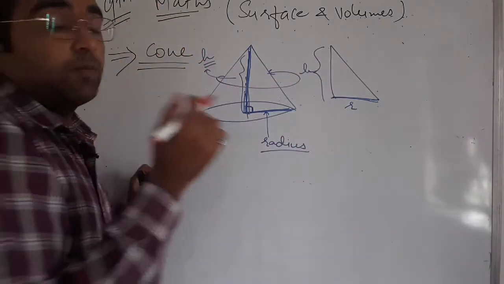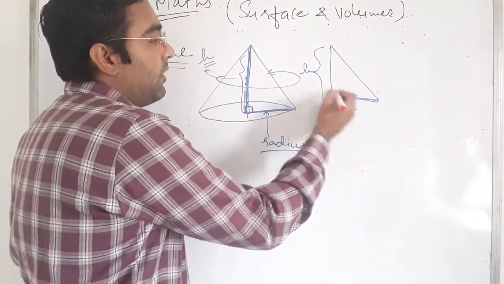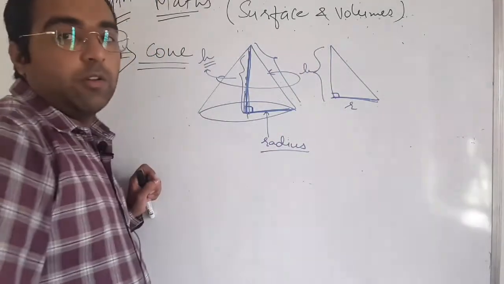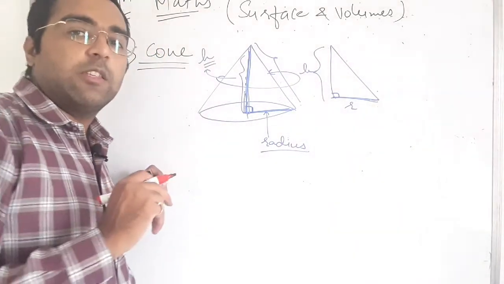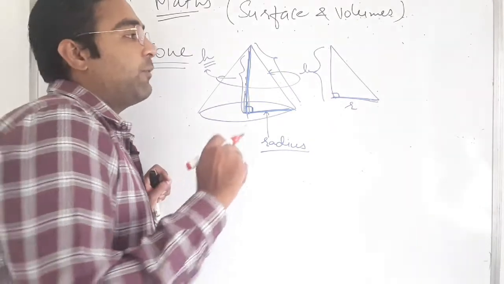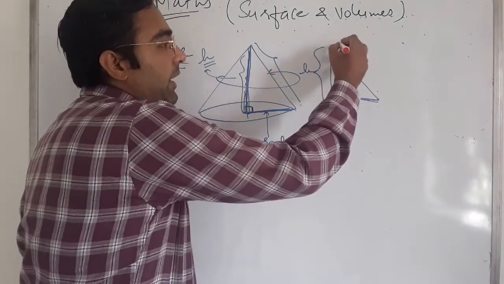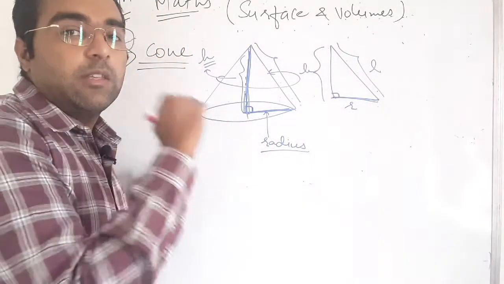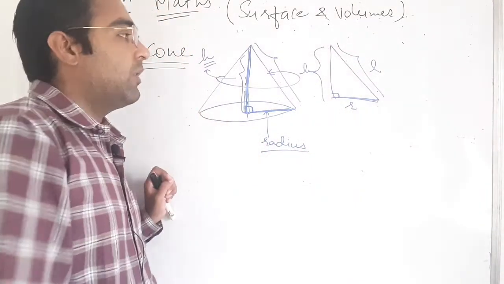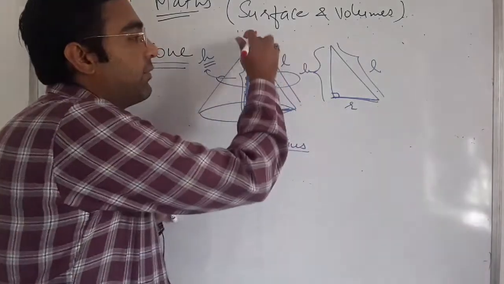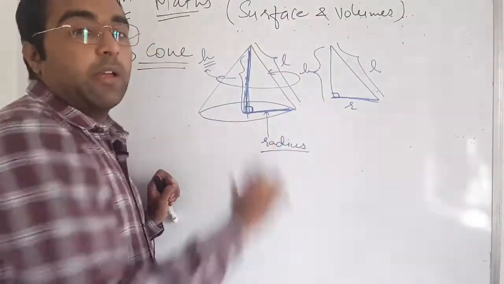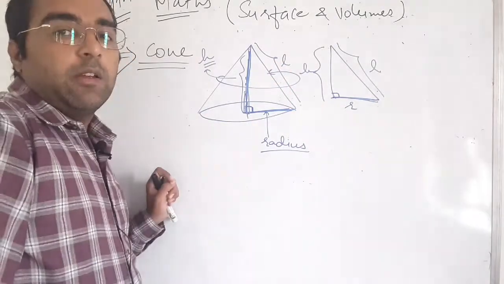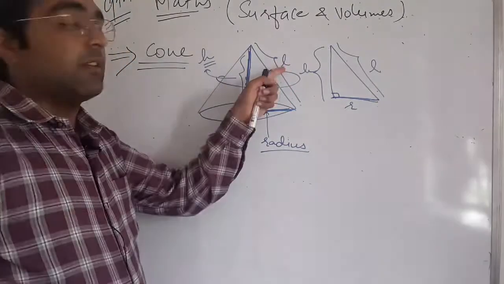Okay, so what is the hypotenuse for the cone? We have to take the hypotenuse of the cone as L, the slant height of the cone. So that's why we take this as the slant height L.